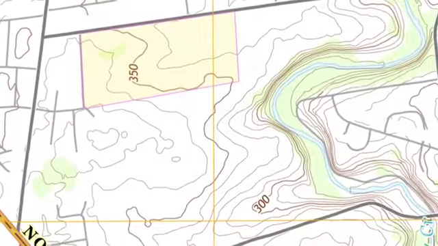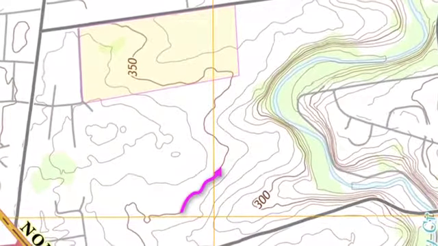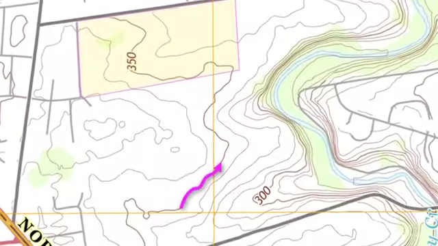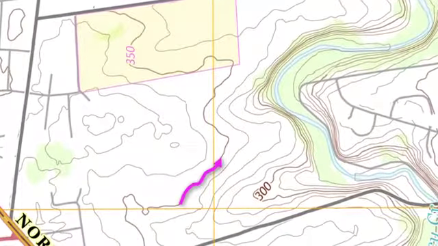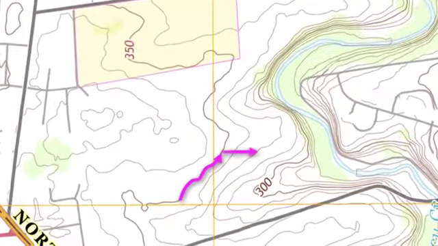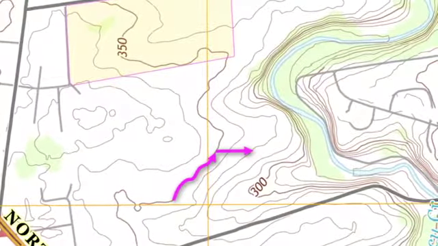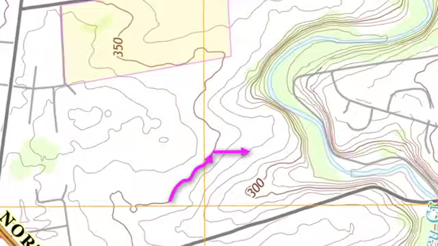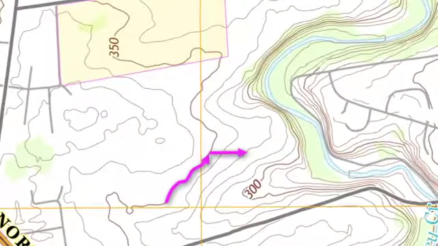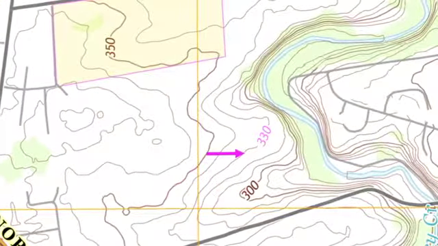Therefore, if I'm walking along this path, I'm walking on level ground at a constant elevation of 350 feet above sea level. Now, if I turn and walk about 400 feet eastward, I've crossed two contour lines. So I've actually descended 20 feet to an elevation of 330 feet above sea level.